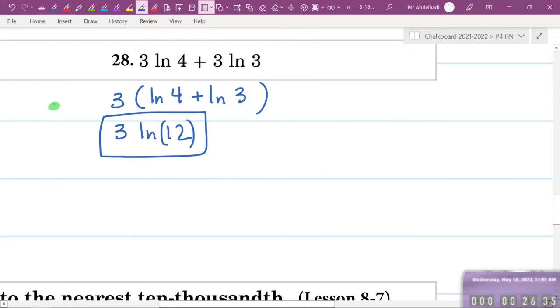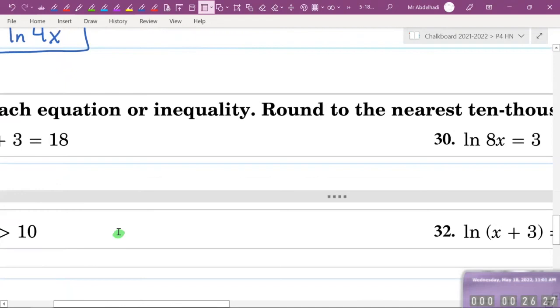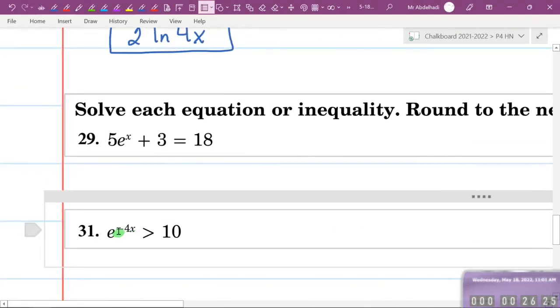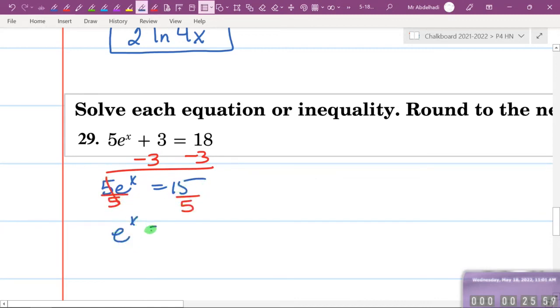Okay, number 29. These say solve the equation or inequality, round to the nearest 10,000th, so 4 decimal places. Okay, so your goal with all of these, if you're solving an exponential or a logarithm, is to get that thing by itself, right? So the first thing I want to do is get the e by itself, and then after that, I'll deal with getting rid of the e. So let's see. I'll subtract 3 from both sides first. I'll divide both sides by 5. And now I have e to the x equals 3.